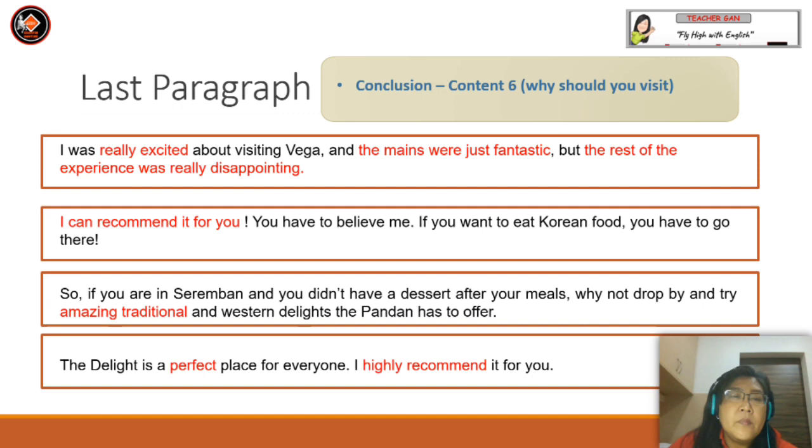Number 1, I was really excited about visiting Vega and the meals were just fantastic, but the rest of the experience was really disappointing. You can say I recommend it for you. You have to believe me. If you want to eat Korean food, you have to go there. Number 3, so if you are in Seremban and didn't have a dessert after your meals, why not drop by and try amazing traditional and Western delights the Pandan has to offer. And the last example, the Delight is a perfect place for everyone. I highly recommend it for you.